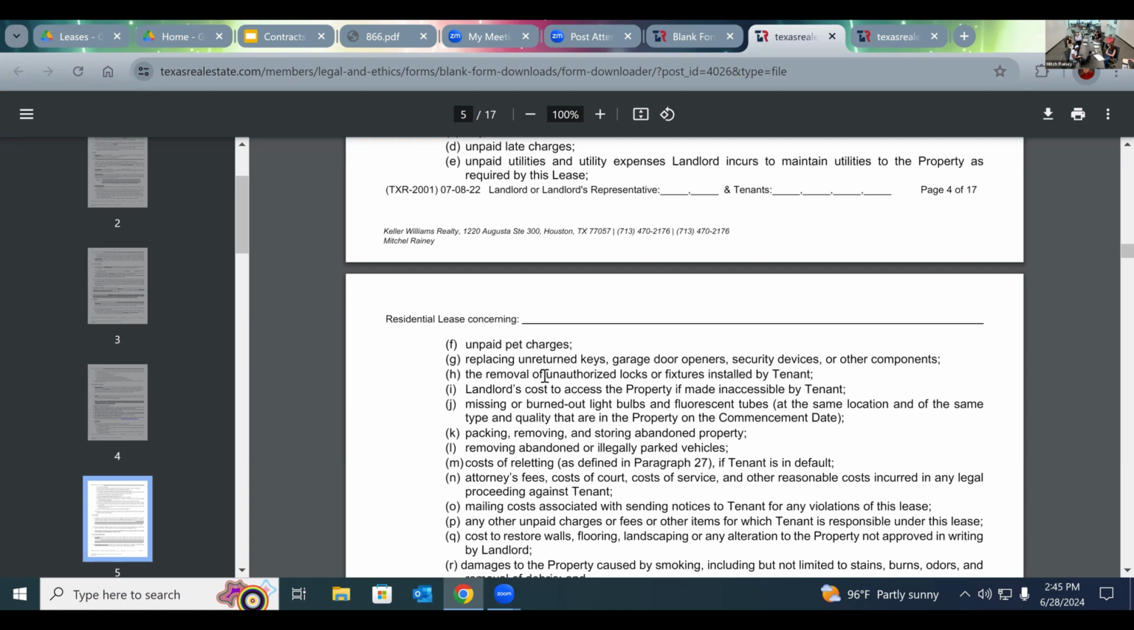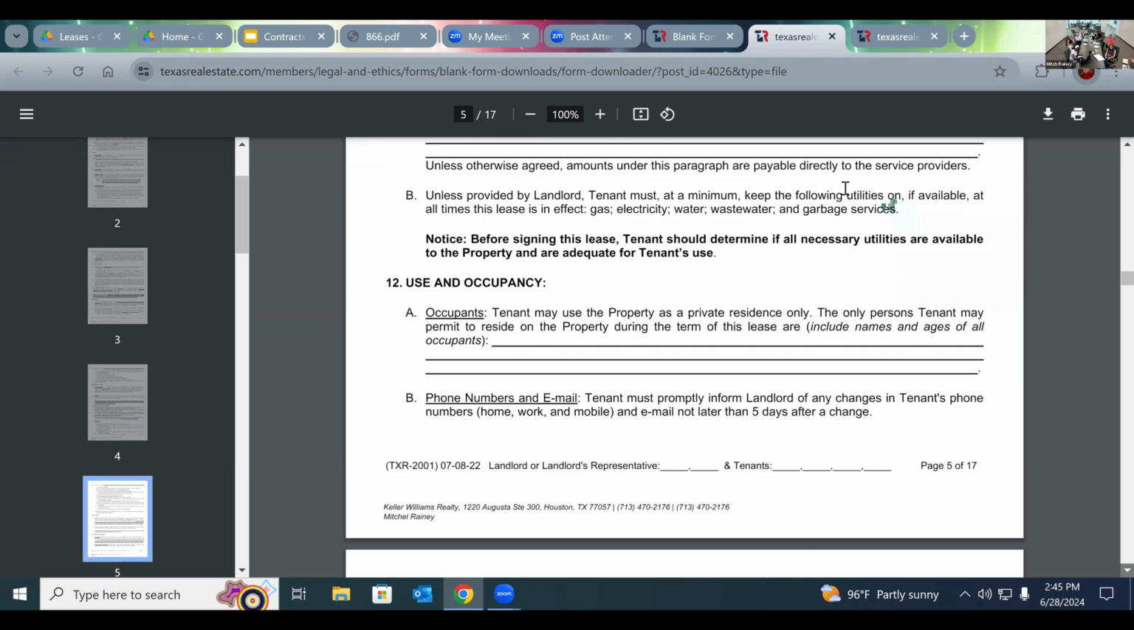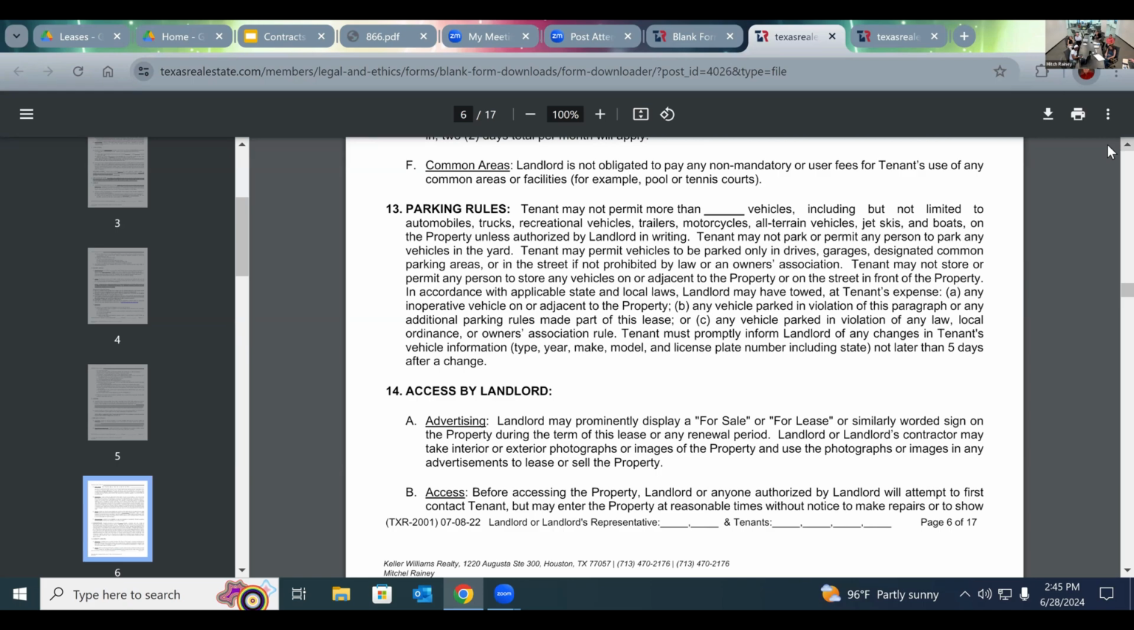Replacing unreturned keys, removal of locks. There's a whole list here of things that the landlord can deduct. Your tenants need to look at that. Utilities: what utilities is the landlord going to pay?